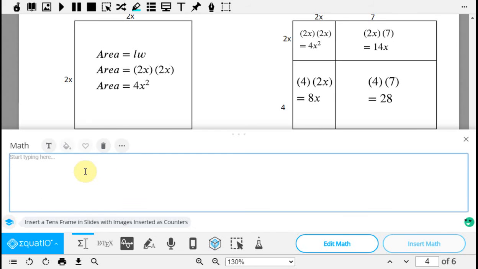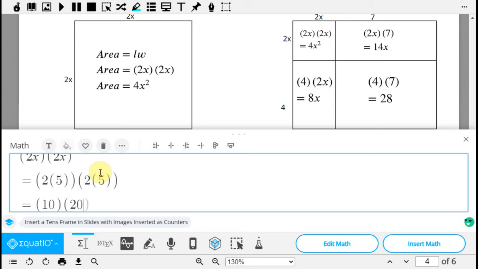So what we have is 2x times 2x. And now we're going to substitute 5 in for the x. That equals bracket 2 times 5, and then 2 times 5 again, replacing the x with 5. That equals 10 times 10 for the dimensions, and that equals 100.